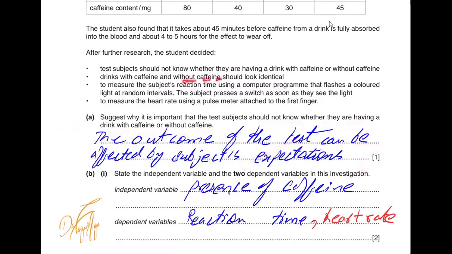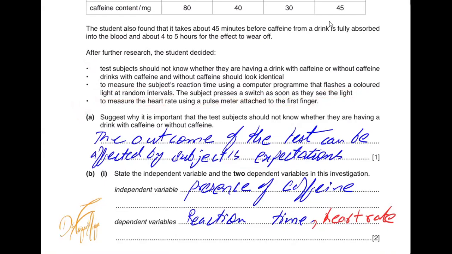Drinks with caffeine and without caffeine should look identical, again to make sure that the subjects do not know which they are consuming. To measure the student's reaction time, use a computer program that flashes a colored light at random intervals. The light showing at random intervals makes sure that the student cannot predict when the flash is about to be shown. The subject presses a switch as soon as they see the light. So the student will look at the screen, and as soon as they see the flash, they press the switch. This is the reaction time. To measure the heart rate, use a pulse meter attached to the first finger. All the information is provided.